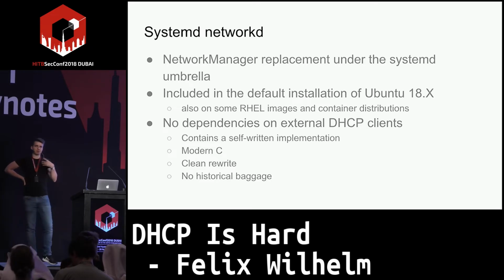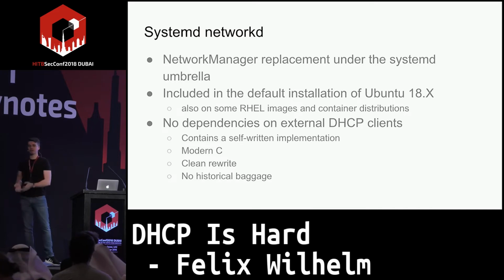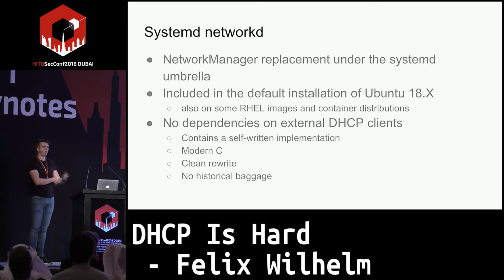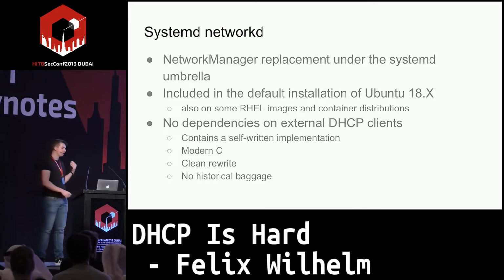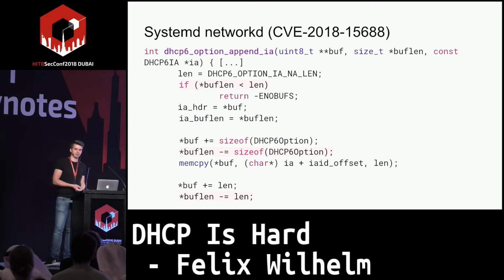And it follows the systemd strategy of writing everything from scratch. So it has no dependencies on external DHCP clients like the dhclient. Instead, they wrote their own implementation of DHCP in modern C as a completely new rewrite. And the idea is it doesn't contain any historical baggage. Instead, it's like a fresh implementation, so everything is going to be great, right? Of course, it's written in C, so it's easy to make mistakes.